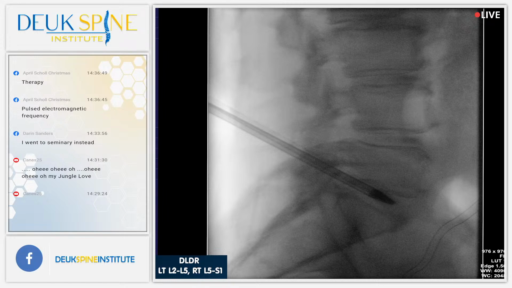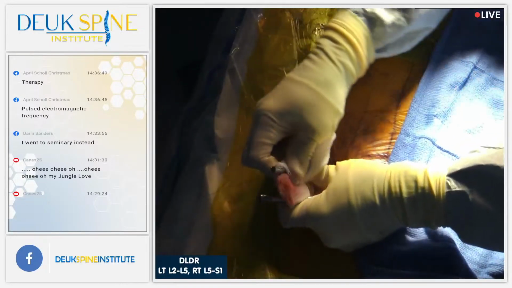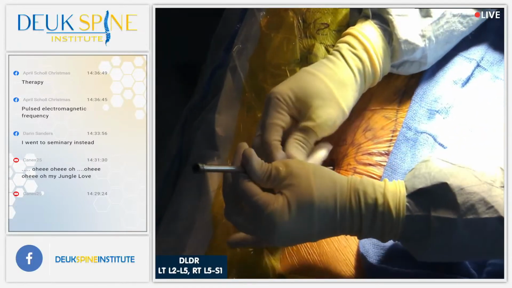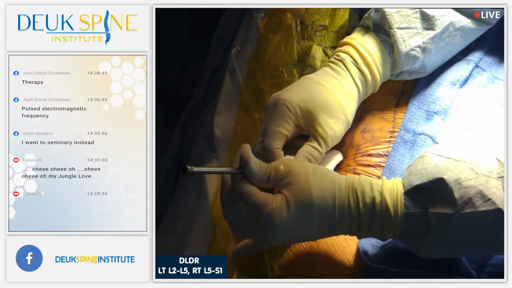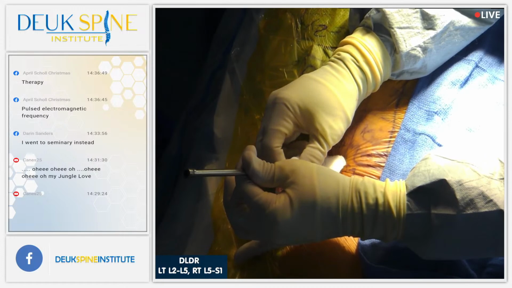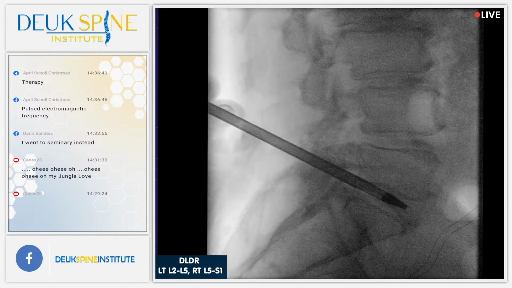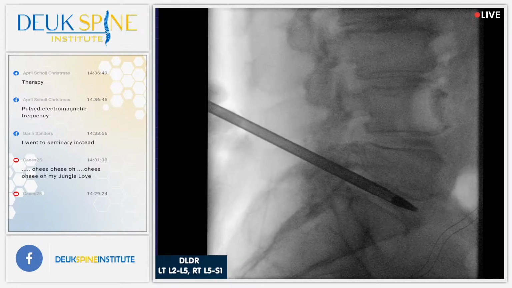Yes, I've heard of it. We don't perform it here. It does help with some bone healing, but that's the only thing I'm aware of it helping with. And we do use it for bone healing when we're doing fusions, but I don't use it for treating disc problems like this.